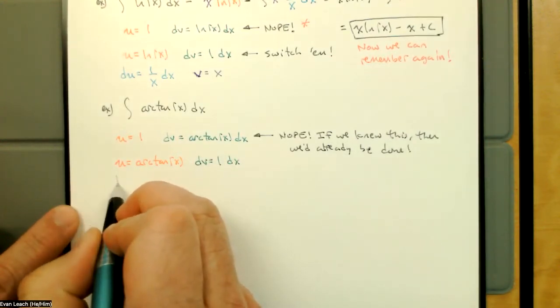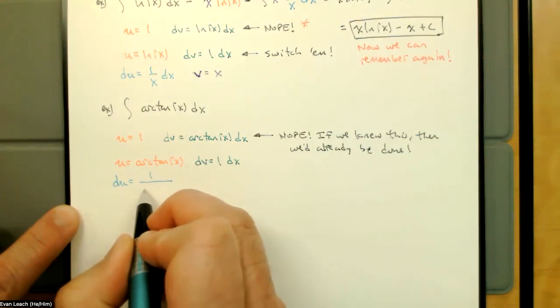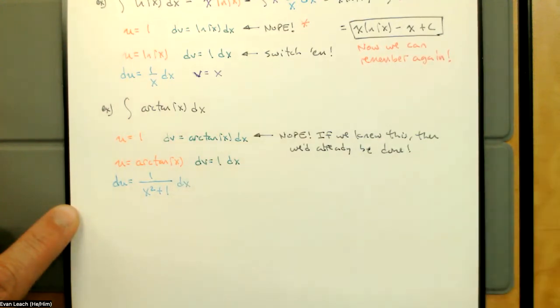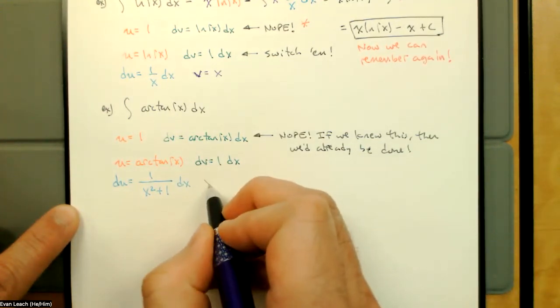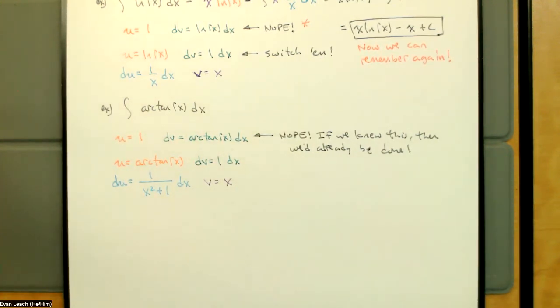So the derivative of arctangent is 1 over x squared plus 1. And the integral of 1 is x. The important thing to realize here is that by taking the derivative of arctangent, this weirdo inverse function, it becomes a rational function. The derivative, just like the derivative of natural log, that weird inverse function, the derivative is a rational function.